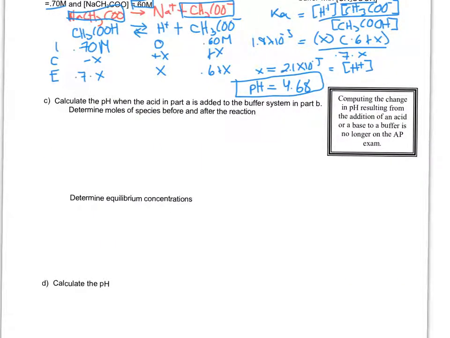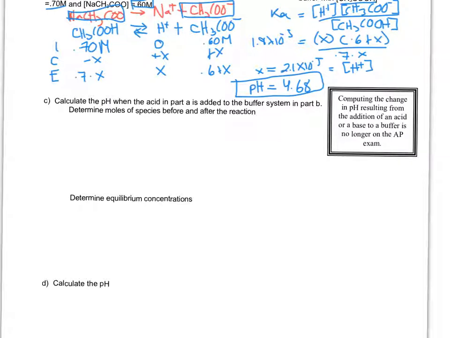Let's take a look at part C. So now in part C, what I'm going to do is calculate the pH when the acid in part A, so that 1 milliliter of the HCl, is now going to be added to the buffer in part B. So, let's think about what's happening here.